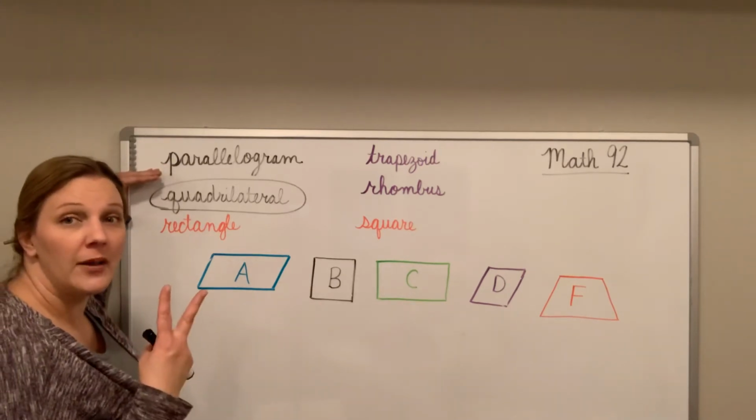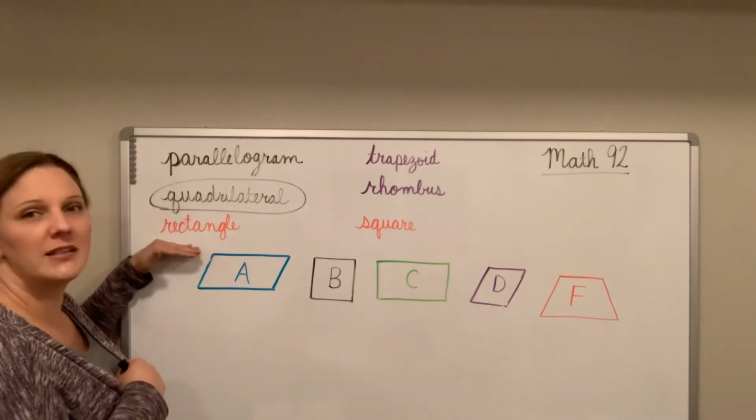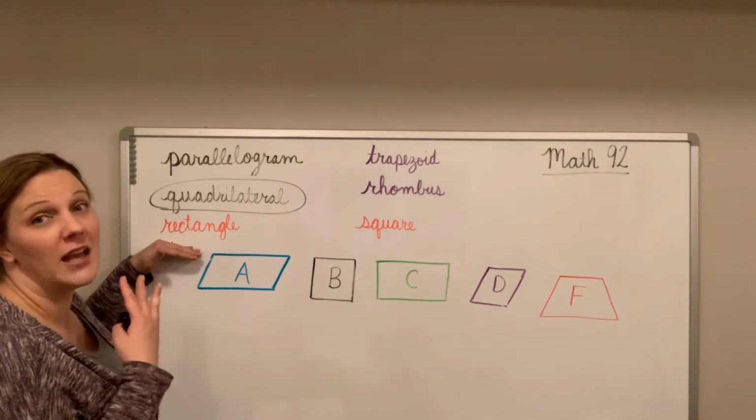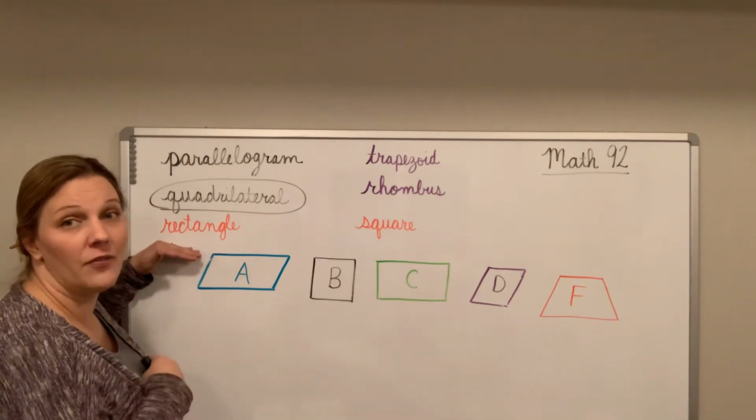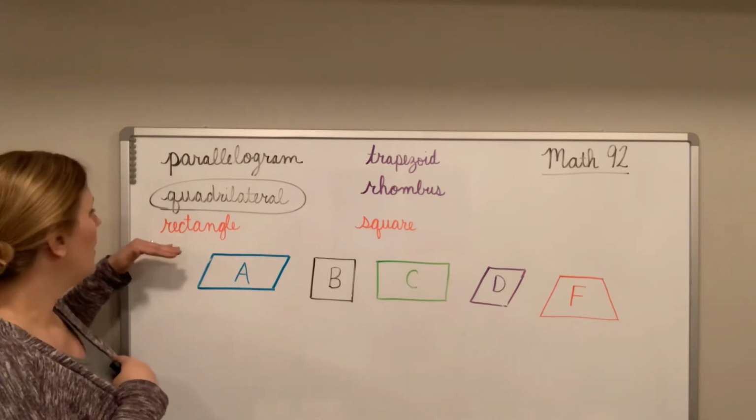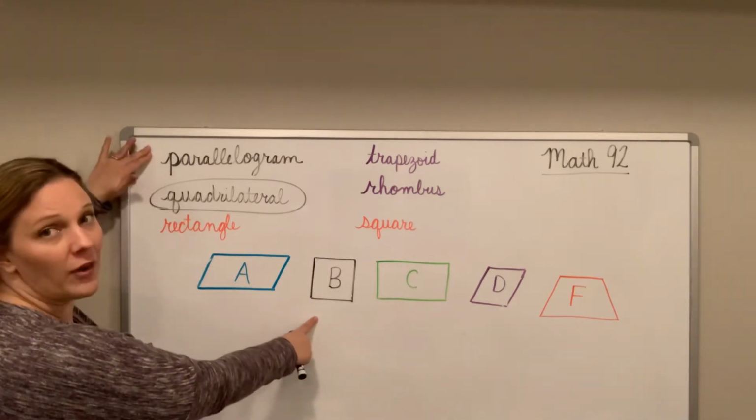Does it have two sets of parallel sides? Yes. Is it a rectangle? So a rectangle is a parallelogram with four right angles. Does it have four right angles? Yep. So B is also a rectangle. So it's a parallelogram, it's a rectangle.